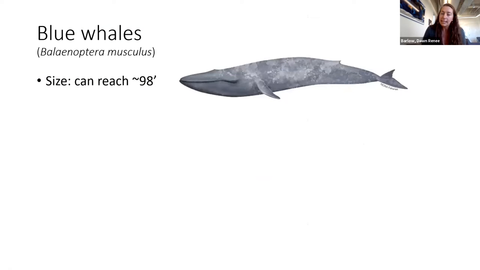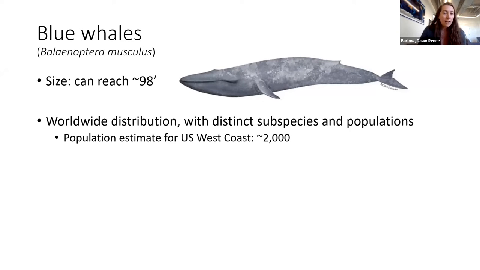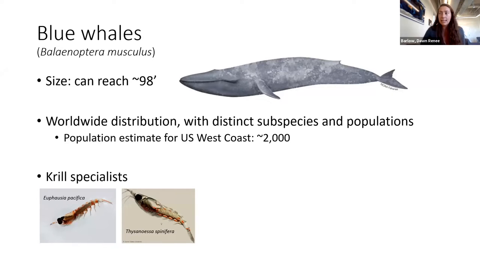All right, then we have blue whales. Blue whales are the largest whale, in fact, the largest animal ever. They can reach these massive lengths, and there are even reports of larger blue whales over 100 feet from the Antarctic. They are another cosmopolitan species. They're distributed around the world, but they have distinct subspecies and populations. We do have a population that feeds off of the US West Coast here, of about 2,000 individuals. And they're the largest animal ever, but they have a really specialized diet on one of the smallest animals, these energy-rich krill that are found in our coastal waters here.